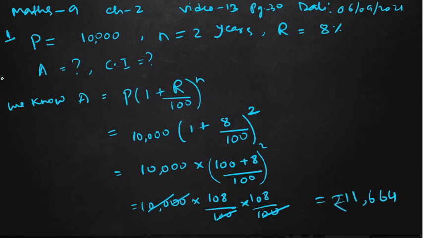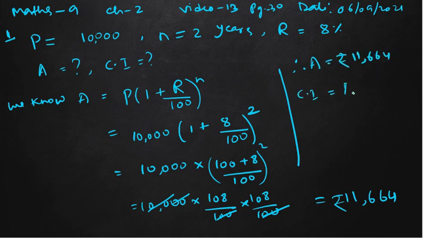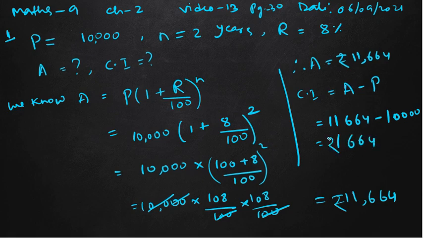Now what will be the formula for compound interest? It is amount minus principal. So A is rupees 11,664, and the compound interest is amount minus principal, which is 11,664 minus 10,000. If we subtract this, we get 1,664 rupees. Easy. You just need to solve it. The questions are very easy.